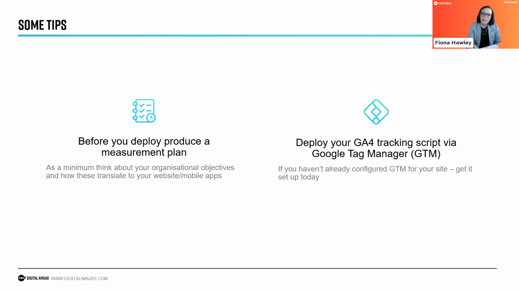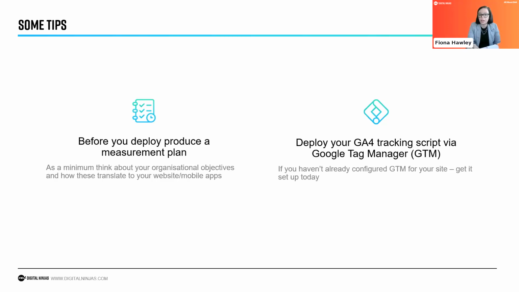Next, if you haven't already, get GA4 sorted. Next month is too late. We recommend you deploy the GA4 tracking script via Google Tag Manager. For those of you who don't know, Google Tag Manager, or GTM, is a free tool offered by Google that allows you to manage and deploy various tracking tags, including the Google Analytics 4 tracking script, on your website without the need for coding. By using GTM, you can easily deploy your GA4 tracking script and start collecting data. It will also help you with your debugging view.